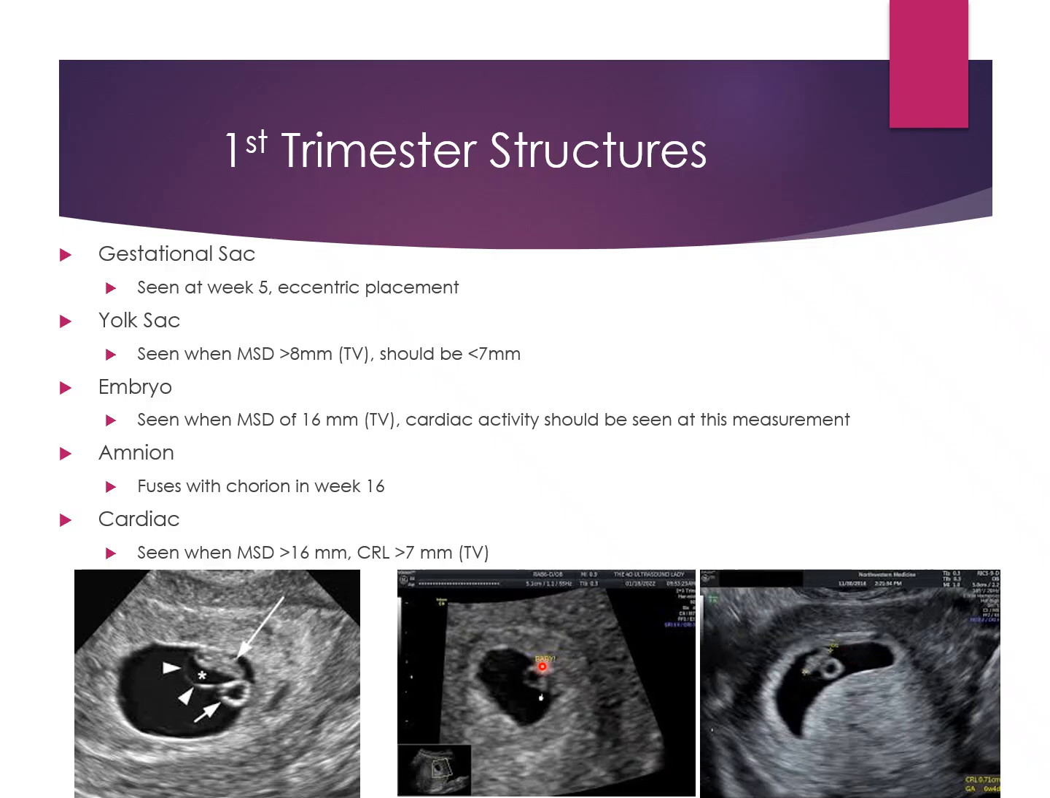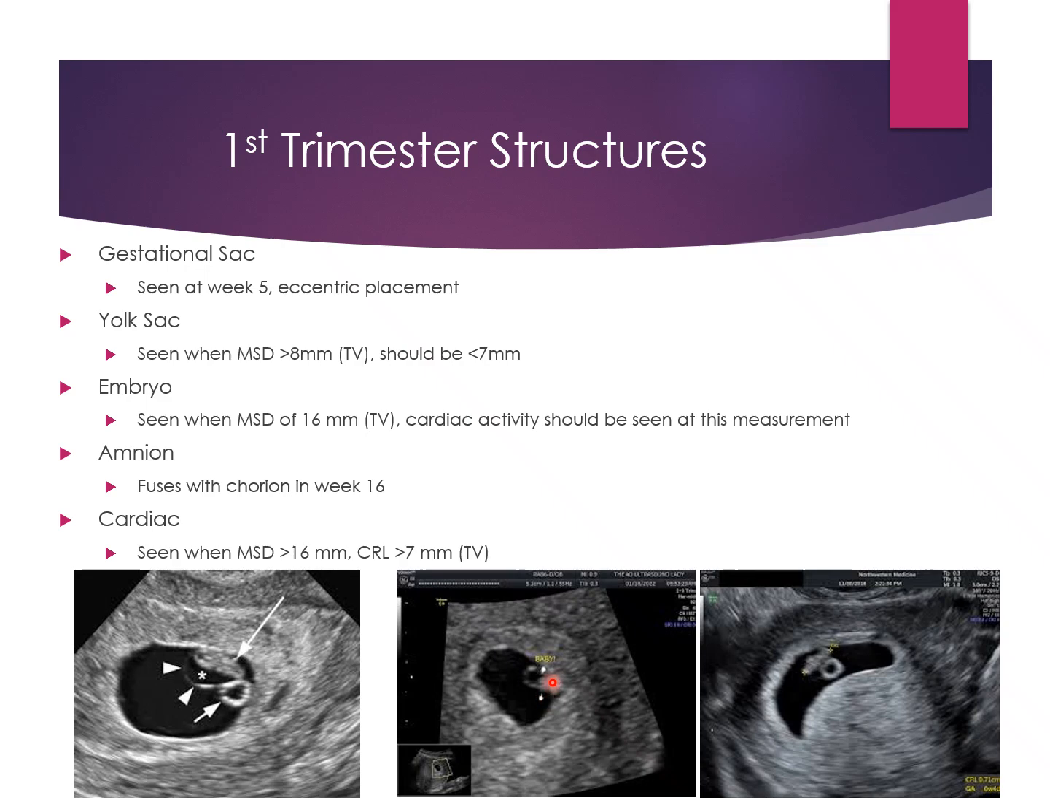So the first thing we're going to kind of see, and I like to call it the diamond ring, is this middle picture here. So we have our yolk sac, and then right at the top, if you think about it as the diamond sticking off the ring, we will see our embryo, and we will see a heart flutter there too as well.